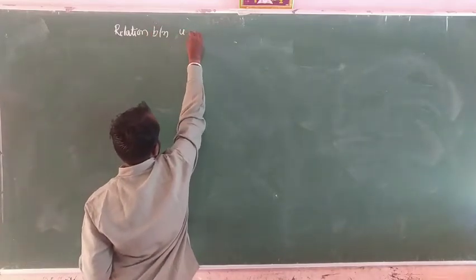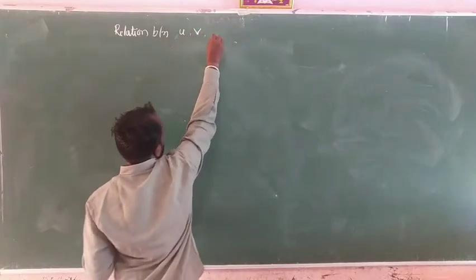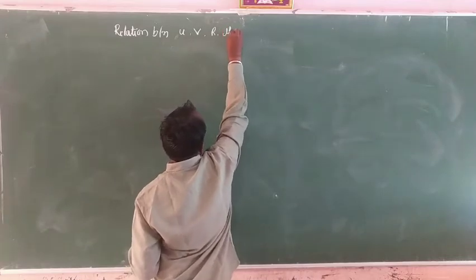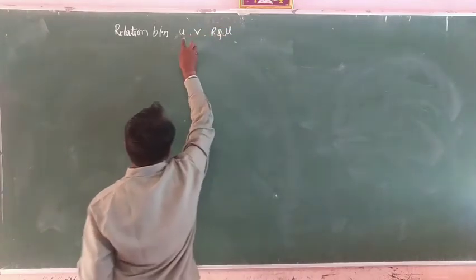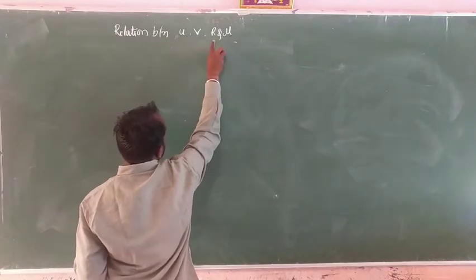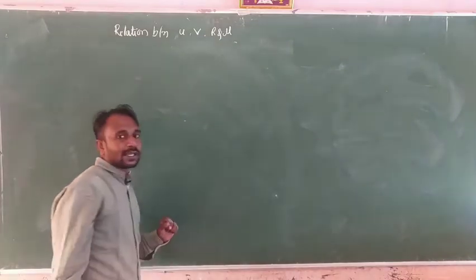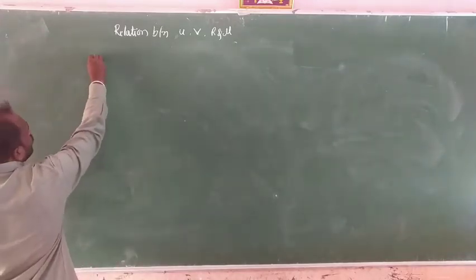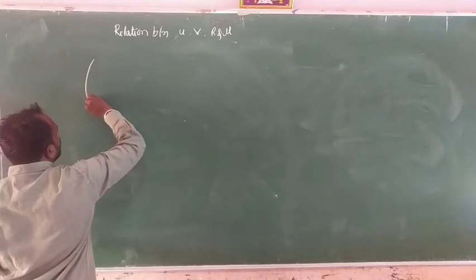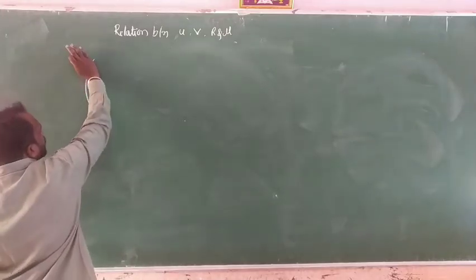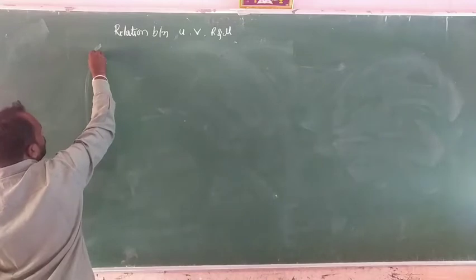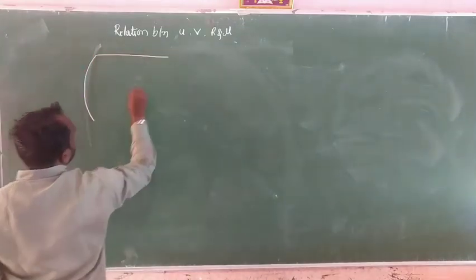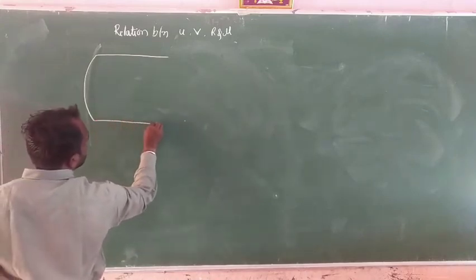u means object distance, v image distance, r radius of curvature and mu refractive index, in a spherical surface. So here, this one is a spherical surface. It means a spherical refracting surface.